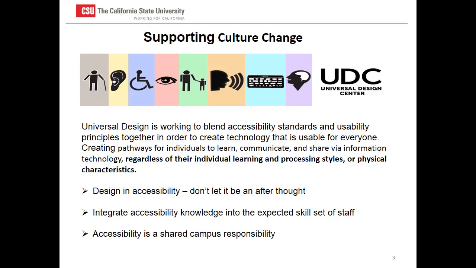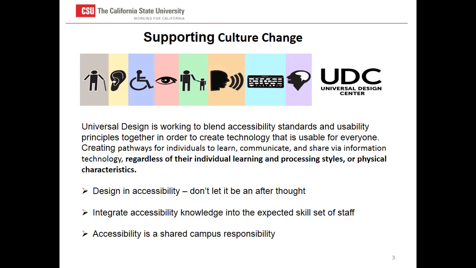Basically, we work to support cultural change. So at the Universal Design Center, as well as the CSU AT Network, we're working to blend accessibility standards and usability principles together so that we can create technology that's usable for everyone. We want to design in accessibility up front. We don't want it to be an afterthought.